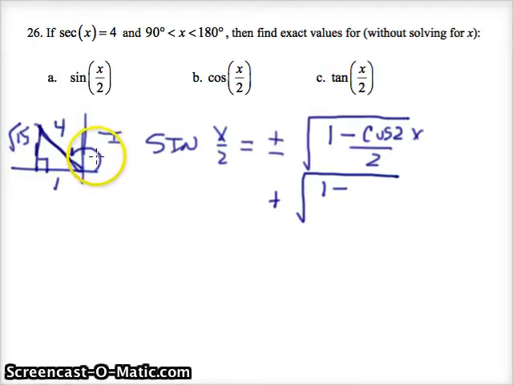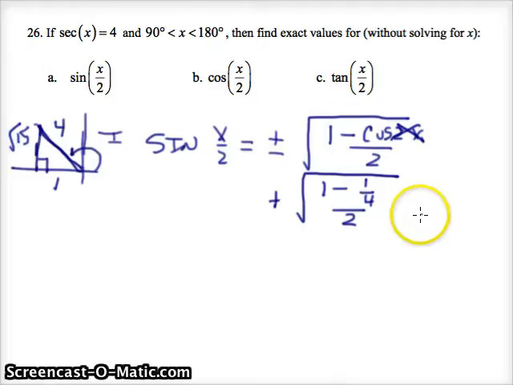Well, that's x, right? This should just be x. I always seem to get myself a little confused here. This is just cosine of x, because that's double this angle. Anyway, cosine of x is 1 over 4. This is over 2.